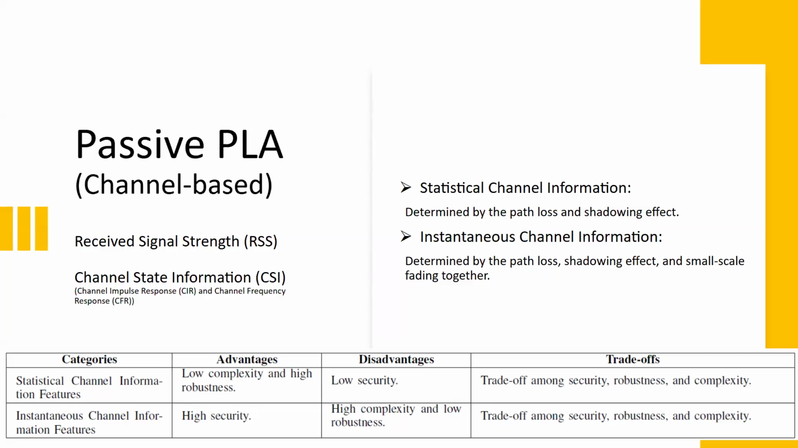So instantaneous is different from the statistical because it's determined usually by small scale fading effect alongside path loss and shadowing. Small scale fading is related to the multipath reflections in the environment caused by different objects in the medium you are transmitting over. So imagine you are transmitting your signal and you have a receiver that's 100 meters away from you.